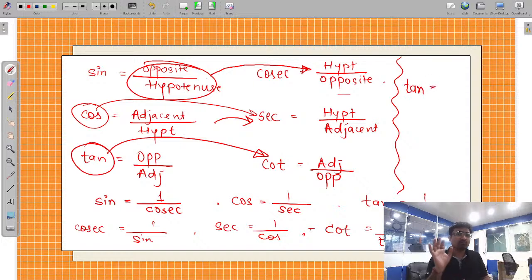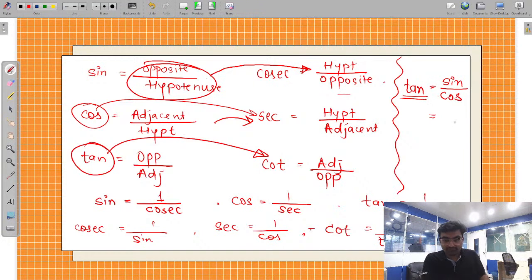Okay, so I memorize sine. Sine is opposite upon hypotenuse. Cos is adjacent upon hypotenuse. Now tan is actually sine by cos. If you look at it properly, the ratio of sine by cos will give you the value of tan.